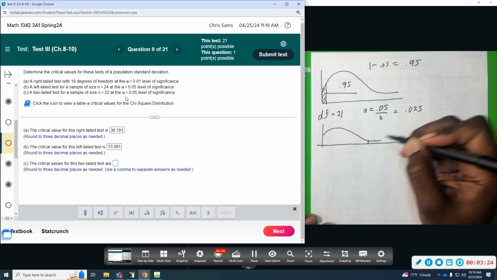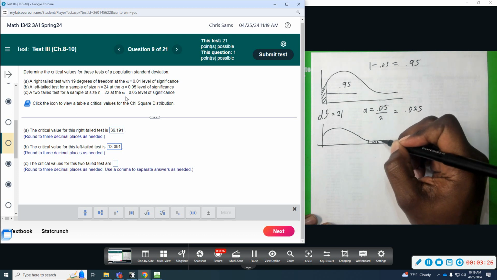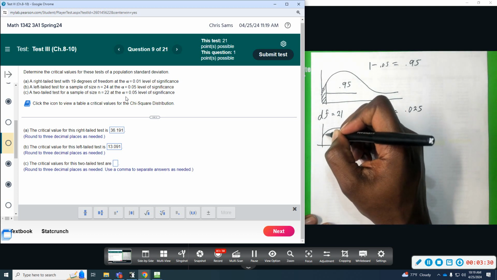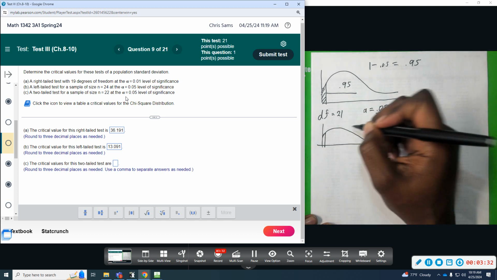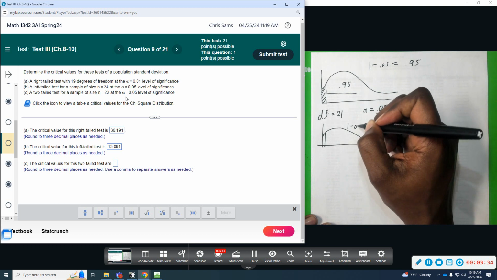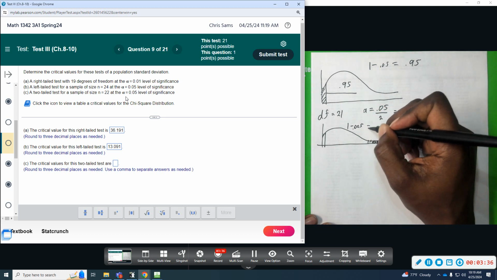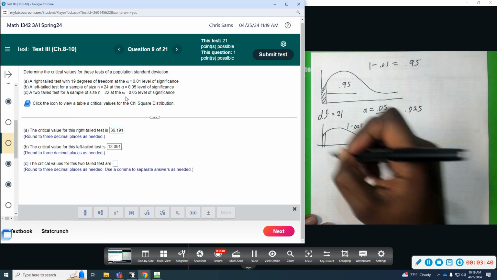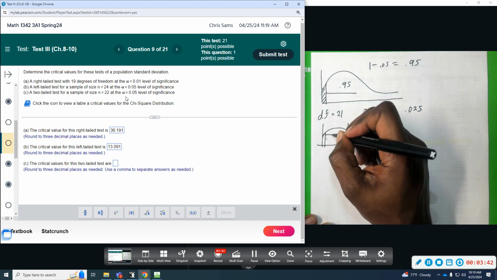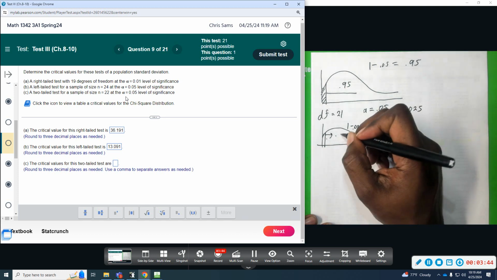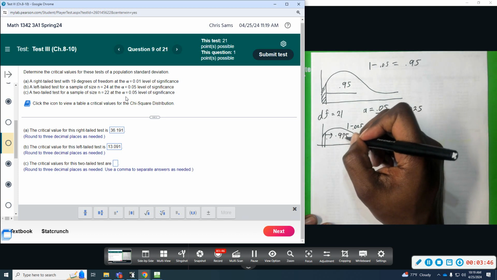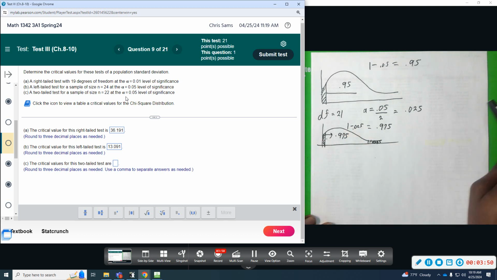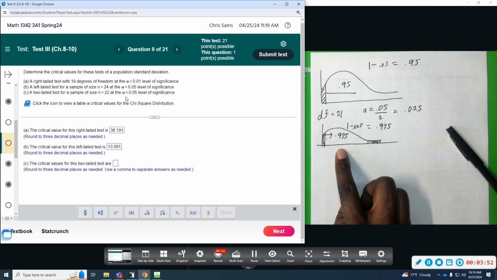This area over here is 0.025. This is the area to the right. I can find that critical value. This value would be 1 minus 0.025, which will give me 0.975. So the area from here to the right is 0.975 because I want to make sure that 0.025 is on the left. So that's how we get those two critical numbers.